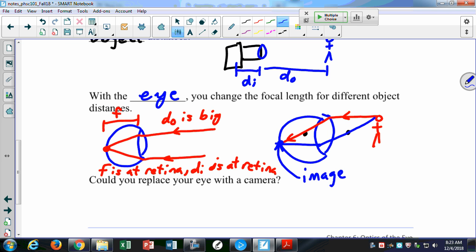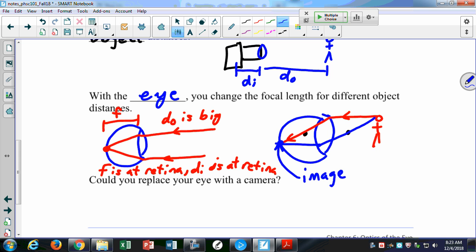But in order to get that image formed there, I had to move my focal point from here all the way up to here. So I had to squeeze down that lens and shorten the focal point. So did you have to bend it because of the air cornea? No, I had to bend it because my object was closer.